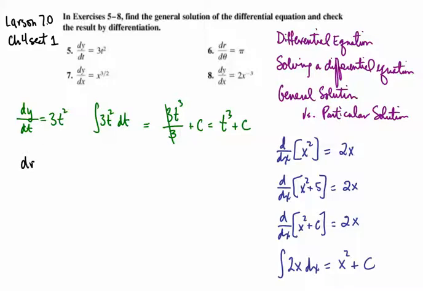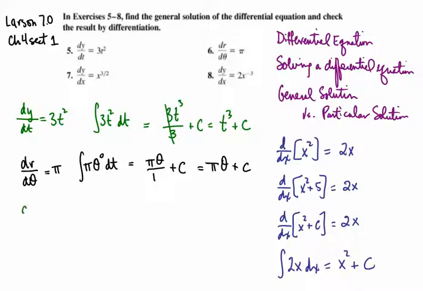Number 6, dr/dθ is equal to pi. Remember that pi is just a constant, and our variable would be theta, so we can treat that as pi times theta to the 0 power dθ. We're going to increase the exponent of theta to 1, divide by 1, and so that gives us pi theta over 1 plus c, which is simply pi theta plus c. So we have the general solution, again, to that differential equation.